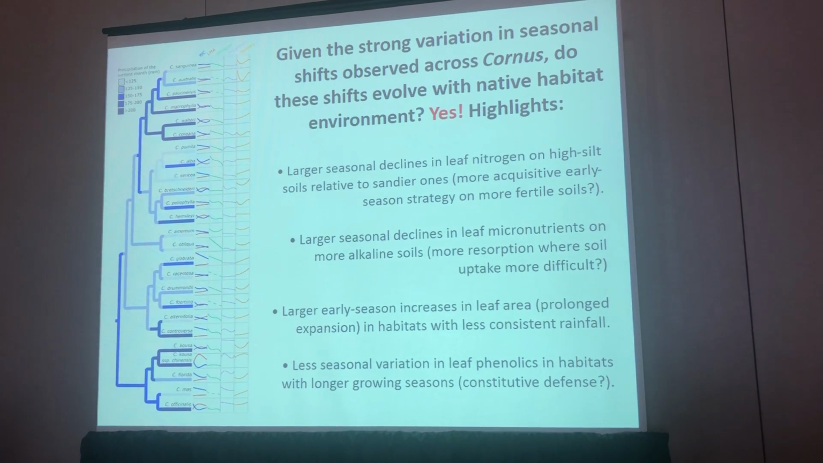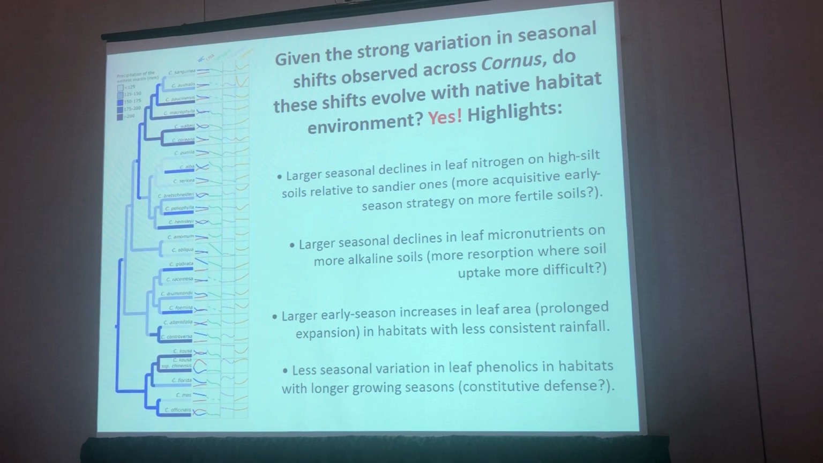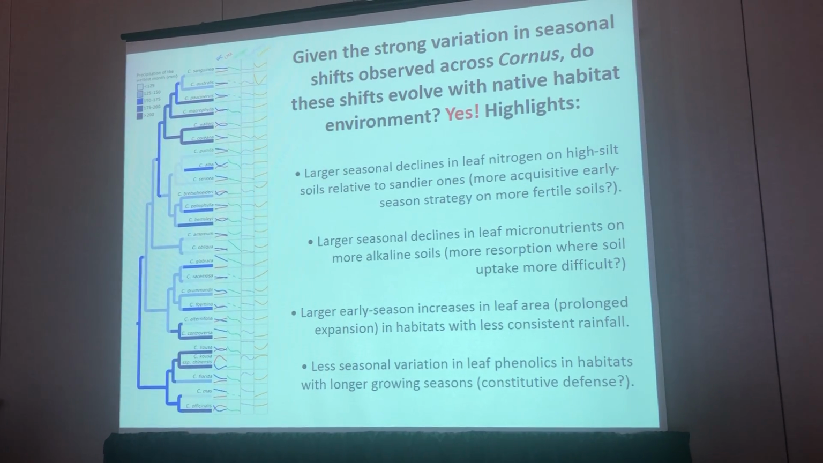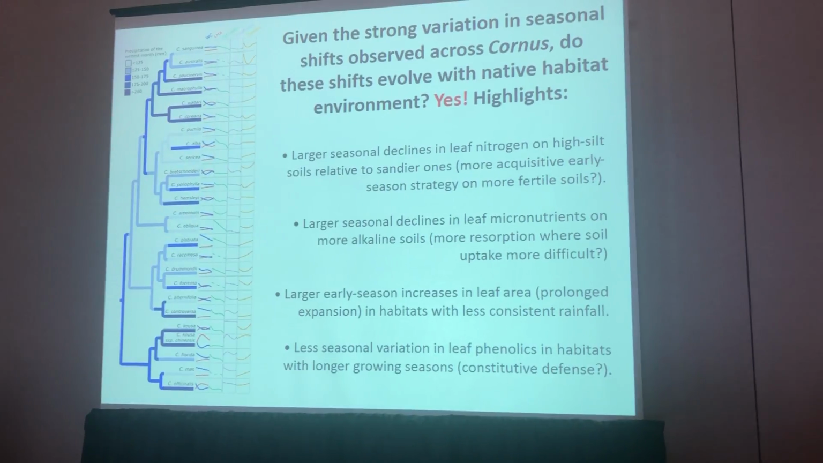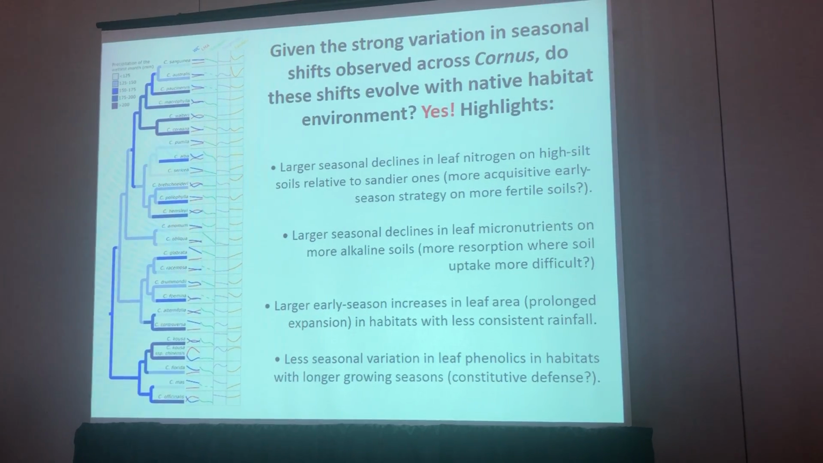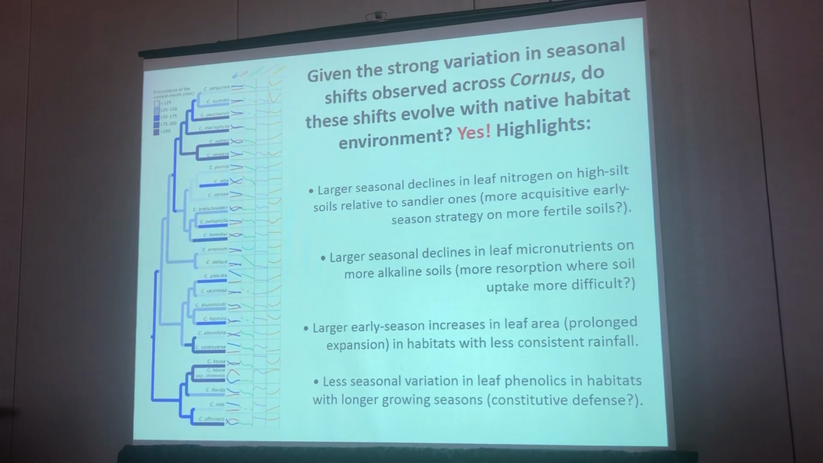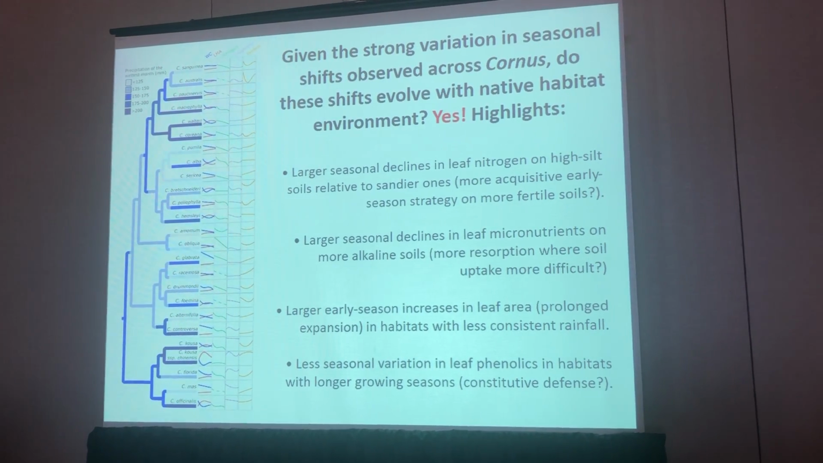We find larger early season increases in leaf area, so prolonged expansion, in habitats with less consistent rainfall. So that's maybe like a more careful, steady expansion instead of just expanding loosely and being vulnerable to low water availability. We find less seasonal variation in leaf phenolics in habitats with longer growing seasons. So maybe that's more of a constituent defense strategy versus an induced defense strategy. In any case, maybe we can infer some stuff from this.